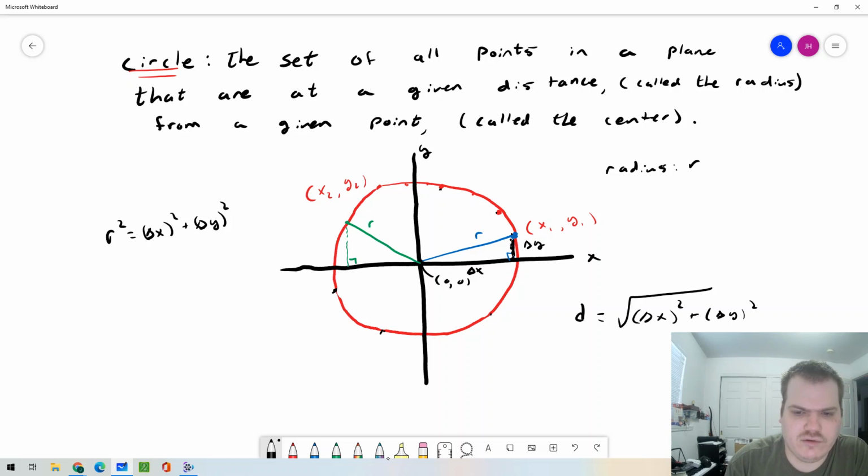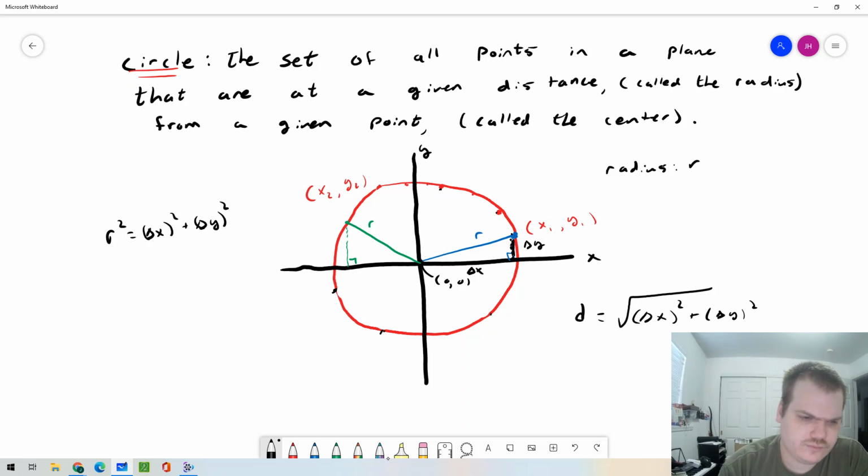And we can see that a squared plus b squared is c squared. If you haven't seen the Pythagorean theorem before, it's actually really cool. Go check it out. There are a lot of proofs out there that show I'm not just taking this on faith, it is actually a true theorem. So we've got r squared is equal to delta x squared plus delta y squared.